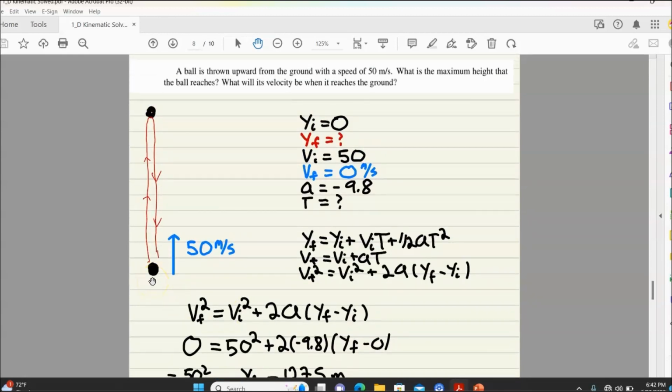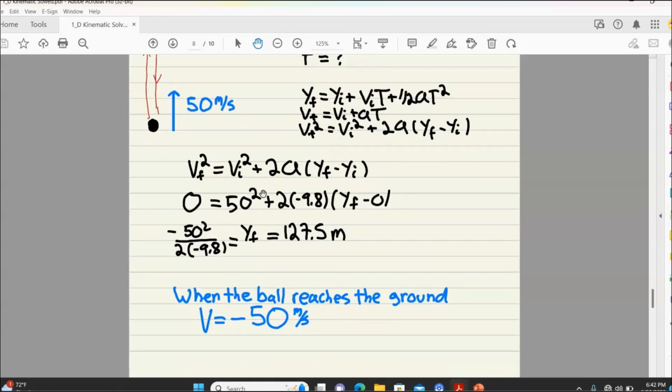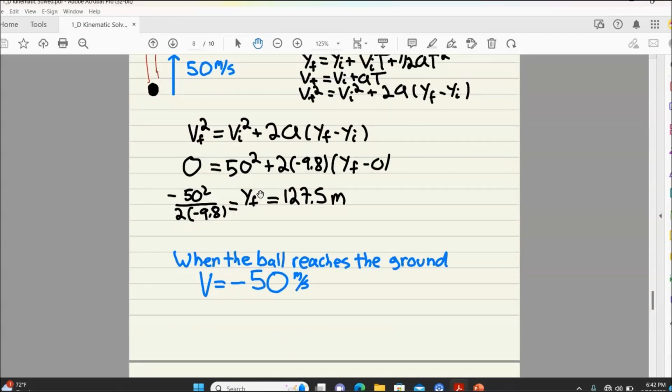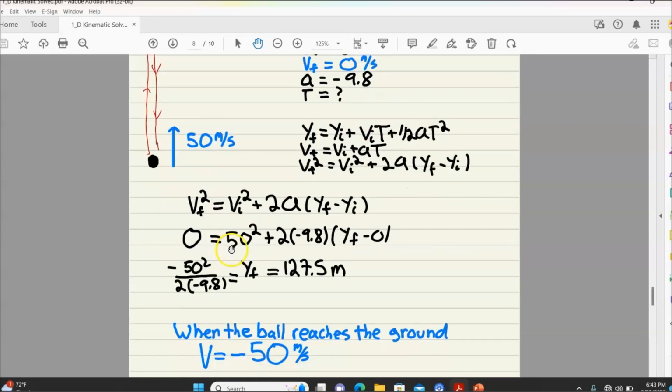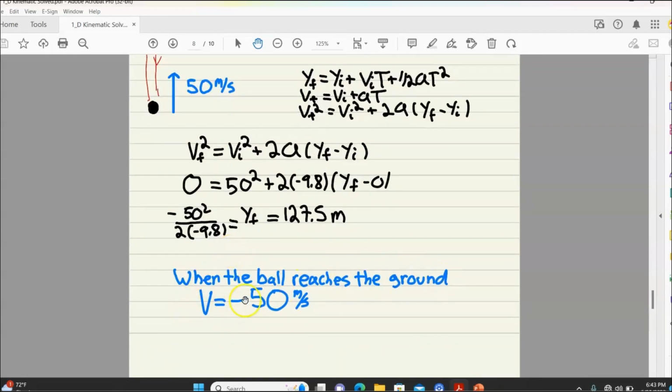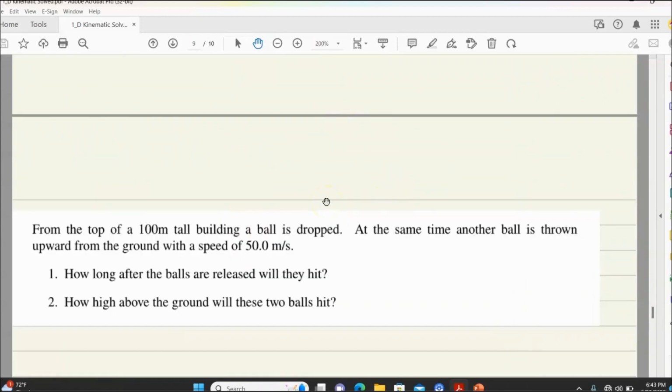If you throw the ball upward from the ground at 50 meters per second, it will go a distance of 127.5 meters. When the ball reaches the ground, its speed is negative 50 meters per second. You don't even need to solve anything because this is symmetric. If you throw the ball upward at 50 meters per second, it will slow down until it gets to its highest point where it's going 0 meters per second, and then it will turn around and start speeding up. Once it gets to the same point it was thrown from, it will have the same speed, but going in the opposite direction, so it's going to have negative its velocity. So right before the ball reaches the ground, its velocity is negative 50 meters per second.